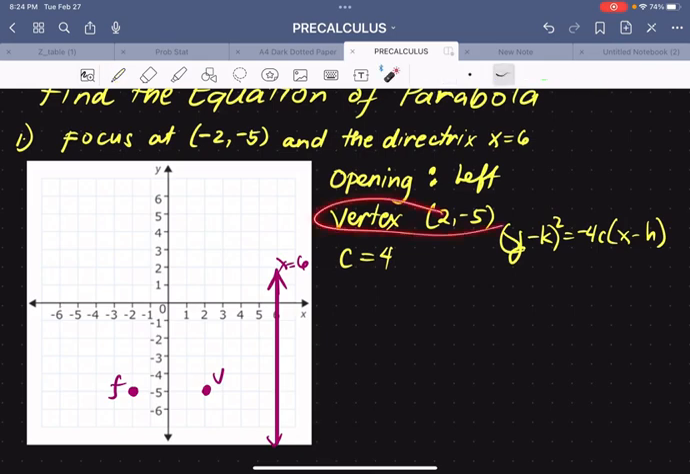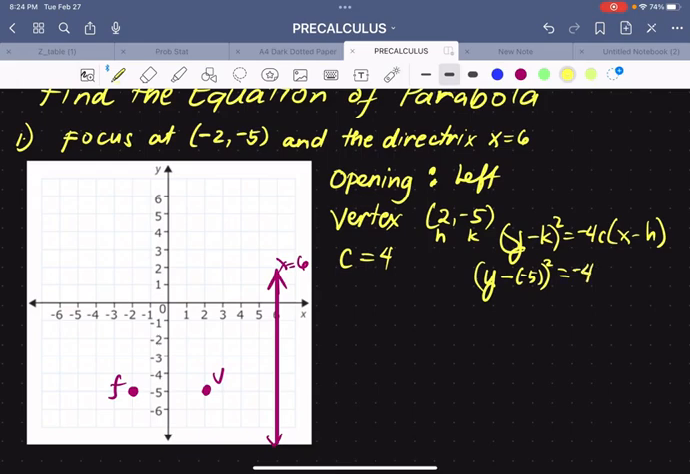Since we already determined the vertex, the value of c, and the formula that we are going to use, let's substitute now the values of h and k. In the vertex, that is our (h, k). So h here is 2 and k is negative 5. Substituting, the equation becomes (y minus negative 5) quantity squared equals negative 4 times c, where c is 4, times (x minus 2). So h becomes 2, and k is negative 5.